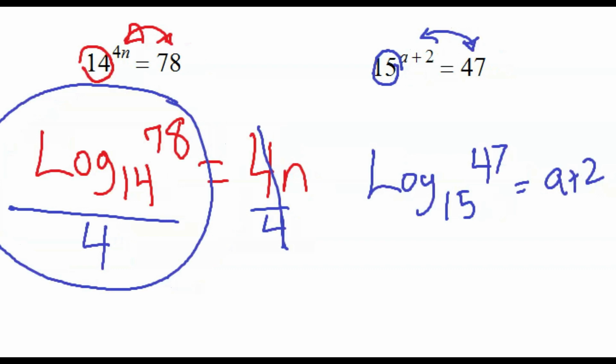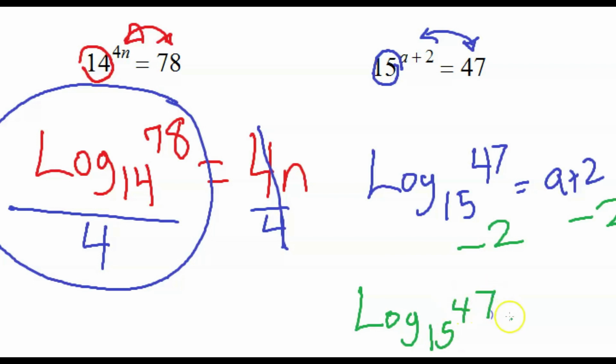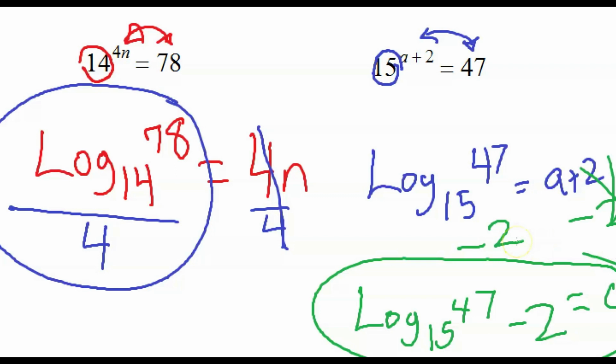Just like before, I'm going to look at the variable, figure out what's being done to that variable, and I have a plus 2 here. I'm going to get rid of that by subtracting 2, just like I would with any other equation. Now these are not like terms. I can't subtract 2 from this log base 15 over here. So I'm going to write this out as log base 15 to the 47th minus 2. I already got rid of the 2 over here, so my equation is essentially solved for the variable. And that is it.